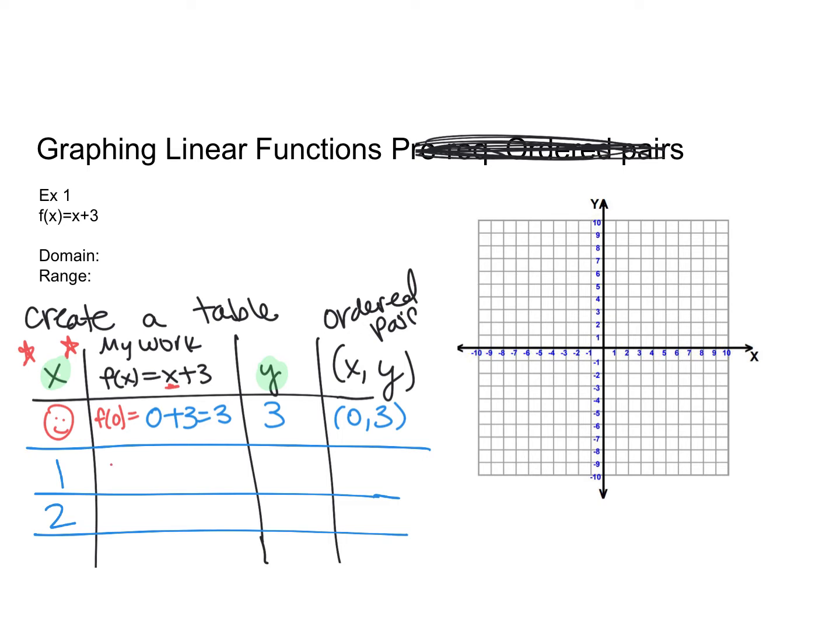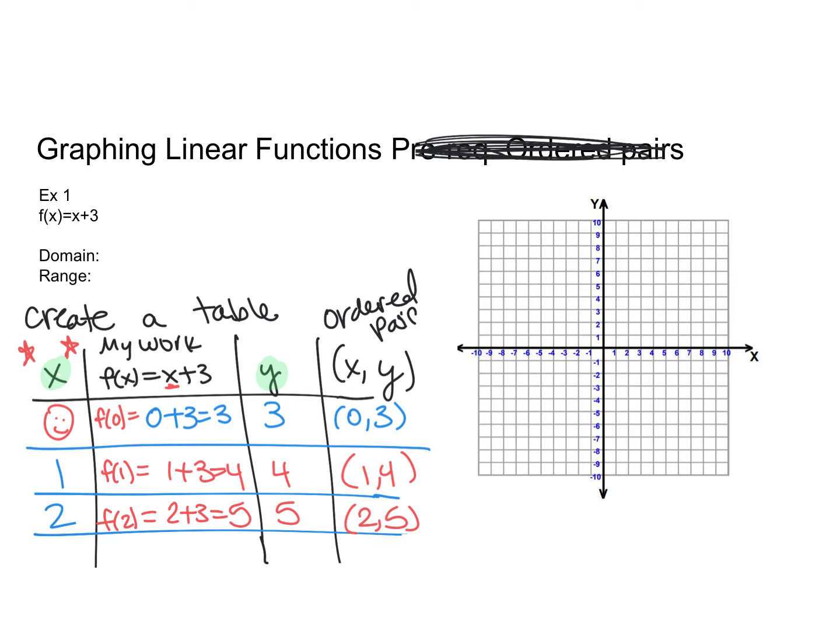Okay, so f at 1, that's just function notation. I'm just going to plug 1 in for x. So I get 1 plus 3, which is 4. So my ordered pair is 1, 4. Now you can probably predict what's going to happen whenever I plug in a 2, but in the future we're going to be doing advanced functions, and those predictions are not as obvious. So I will go ahead and plug it in and show what that looks like, but I bet you have realized that that output would be a 5, right?